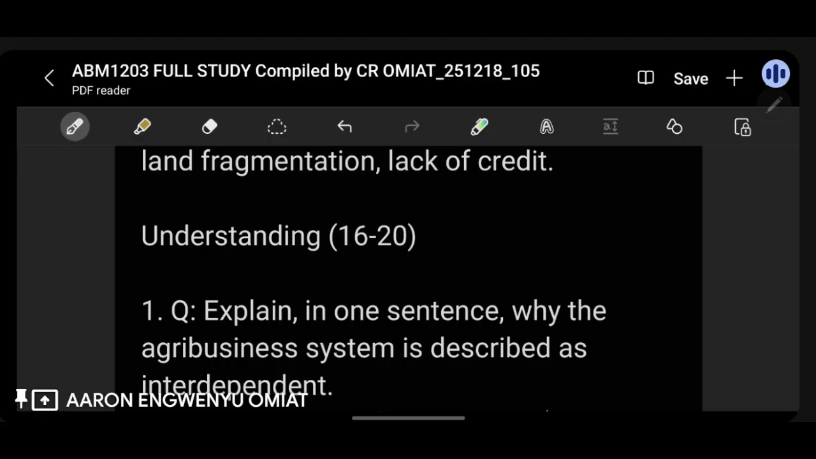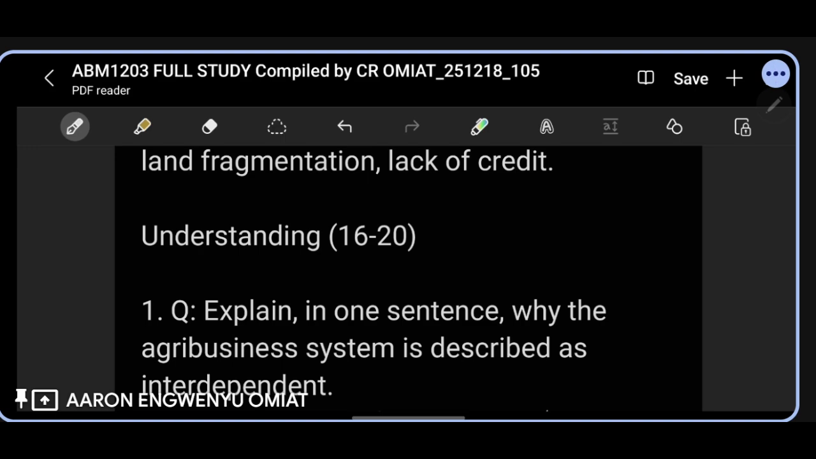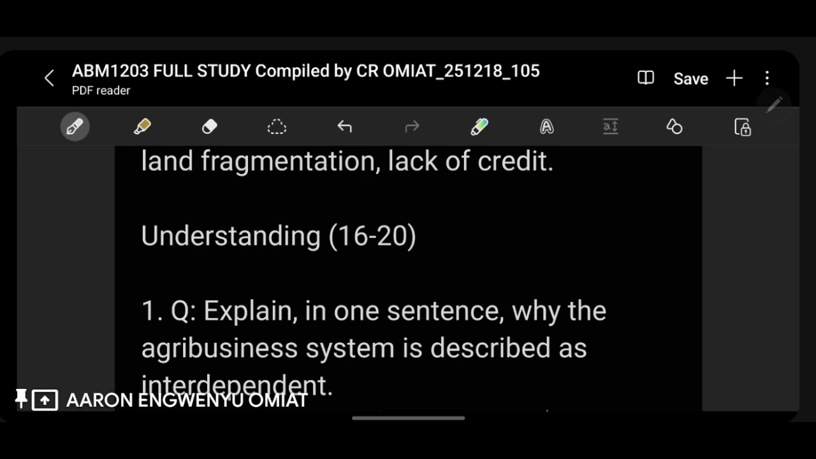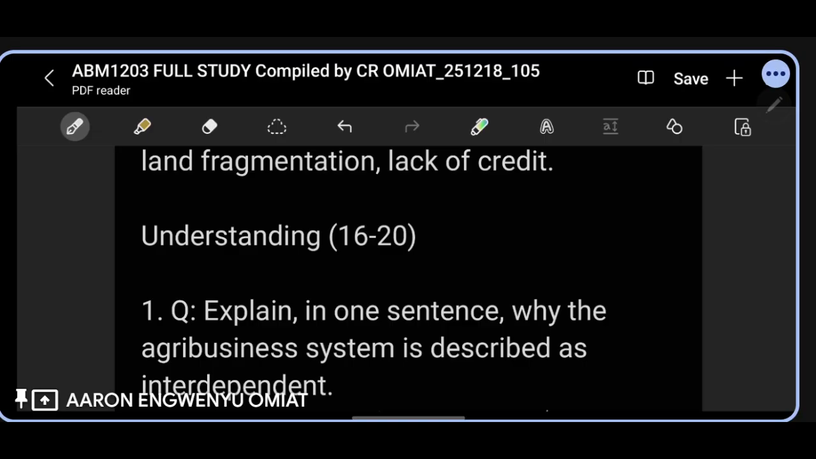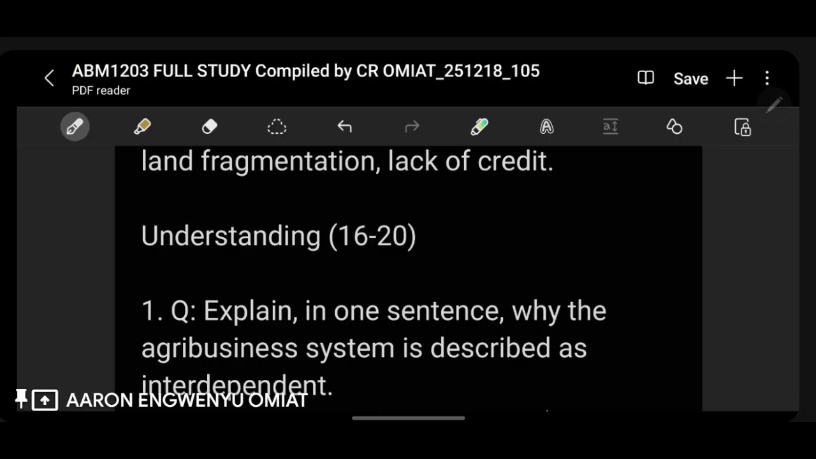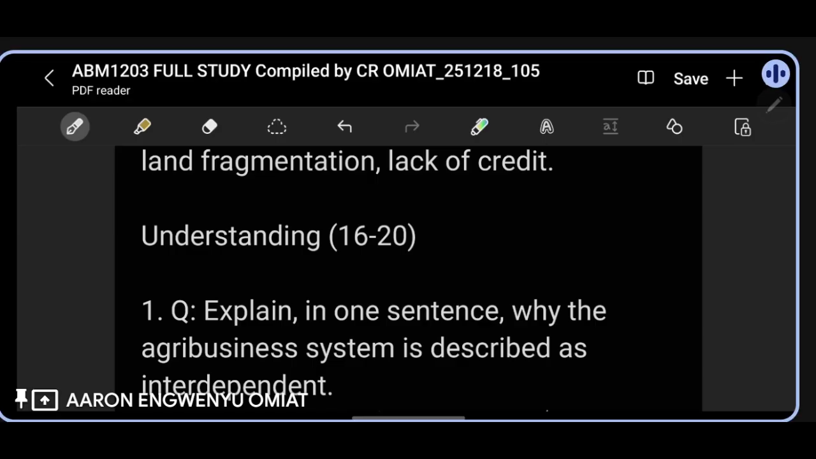Explain in one sentence why the agribusiness system is described as interdependent. Why is the agribusiness interdependent? It contributes a large percentage to the economy. Okay, interdependency is a relationship. So you think of how does input relate to production, relate to processing, relate to marketing, relate to public sector. So you give us such an example.